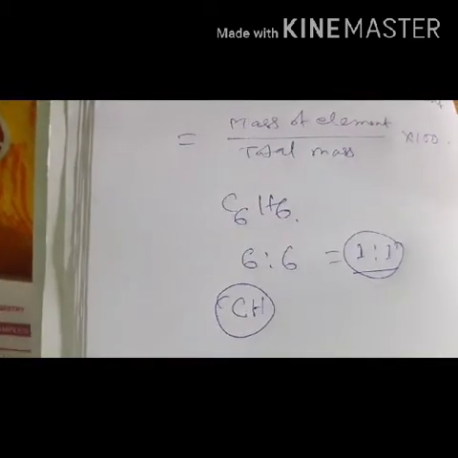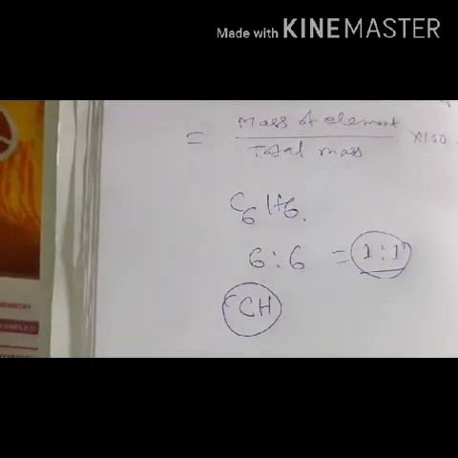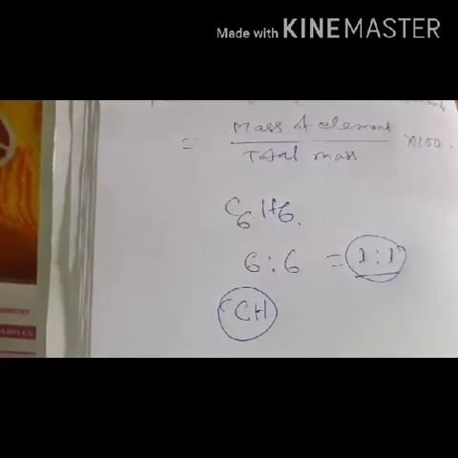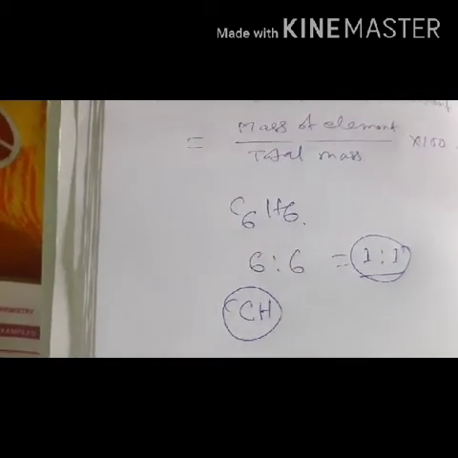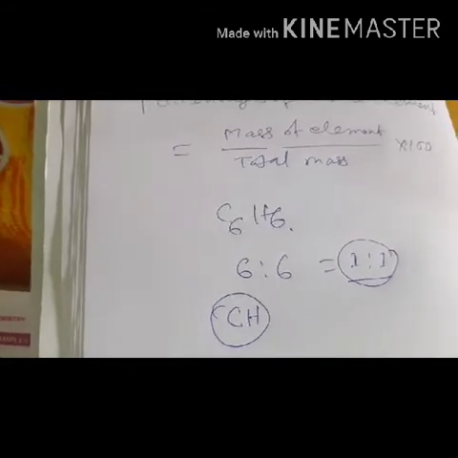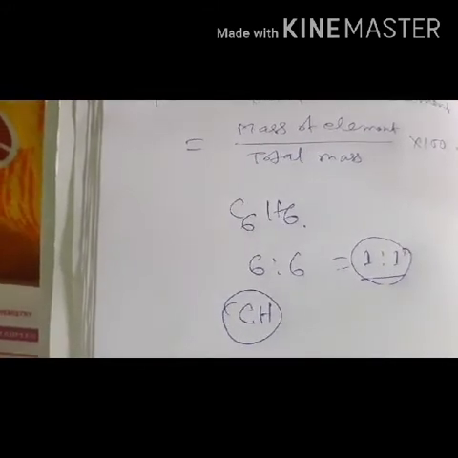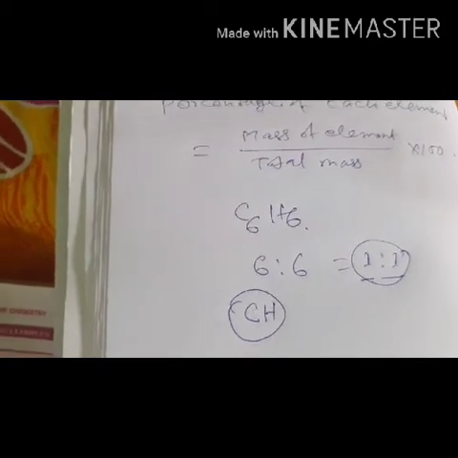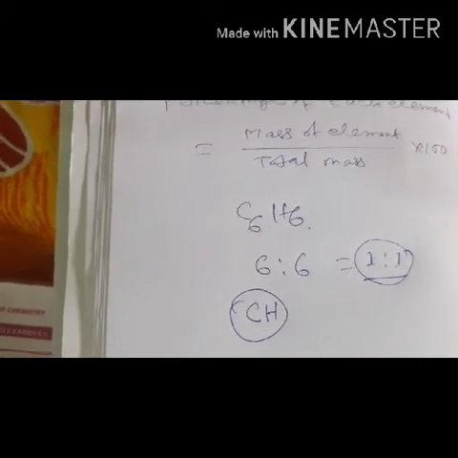Empirical formula means the formula which gives the simple whole number ratio of the atoms of various elements present in one molecule of a compound. And molecular formula is the formula which gives the actual number of atoms of various elements present in one molecule of the compound.